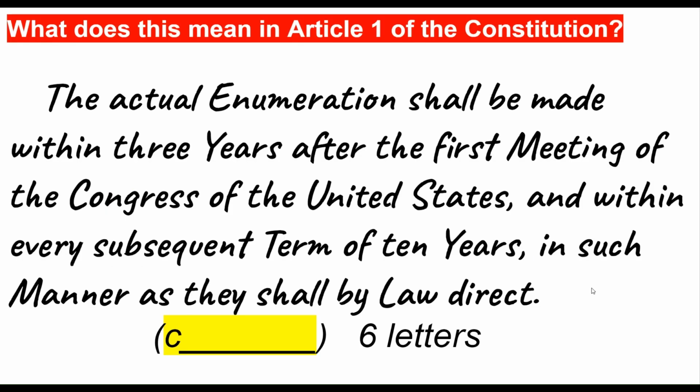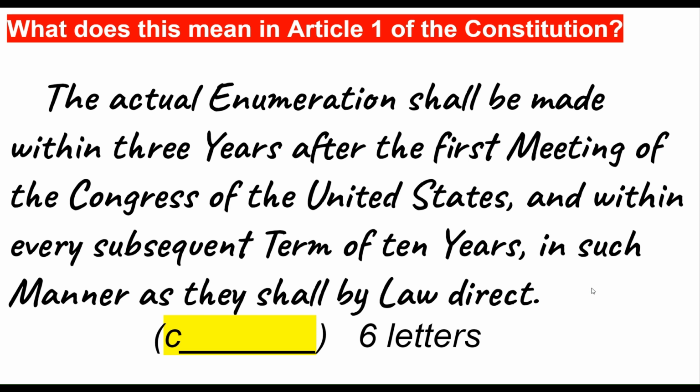Okay, so here's the actual language in Article 1 that tries to answer that. The actual enumeration shall be made within 3 years after the first meeting of the Congress of the U.S. and within every subsequent term of 10 years in such manner as they shall by law direct. Ew, is that some ugly language or what?